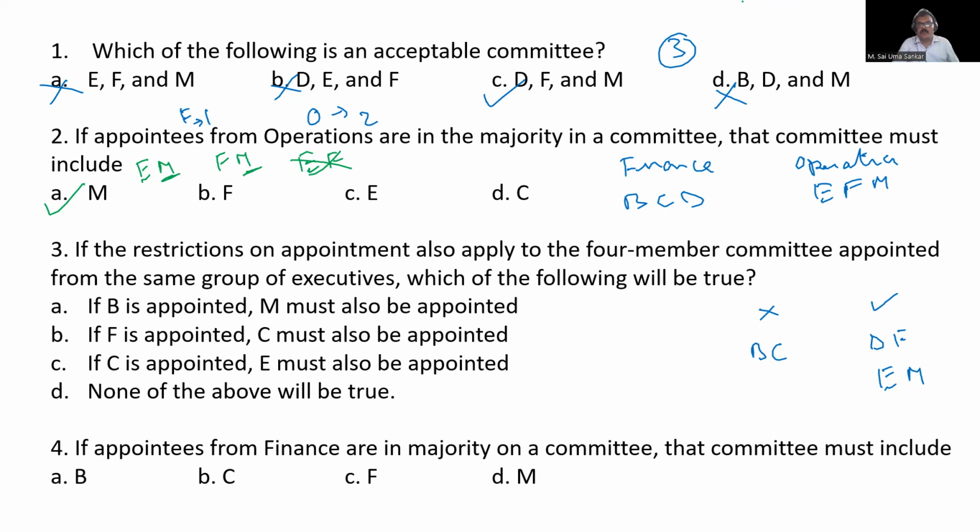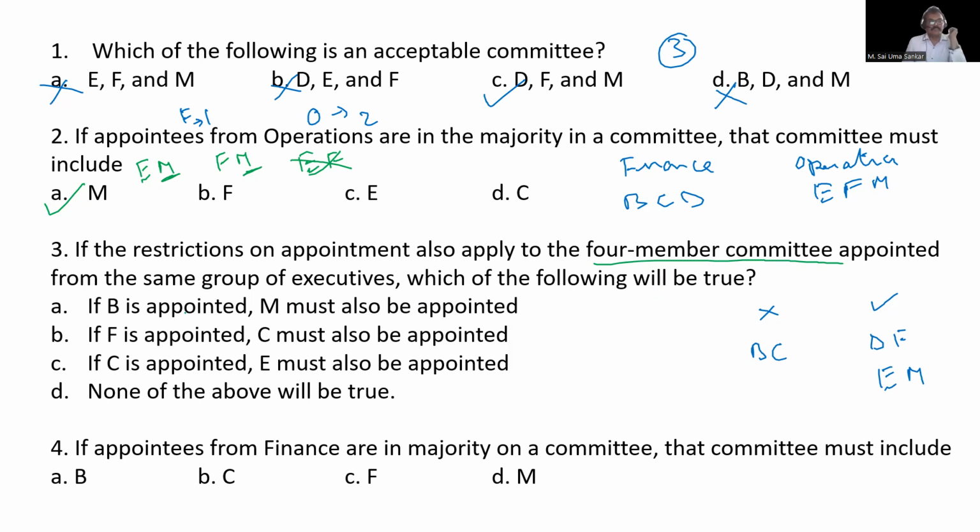Okay, now what is the next question? If the restrictions of an appointment also apply for a 4-member committee appointed from the same group of executives, which of the following will be true? In the previous case, members had to come from 2 groups, finance and operations. But here, all from finance or all from operations, is it possible? It's not possible. Which of the following will be true?